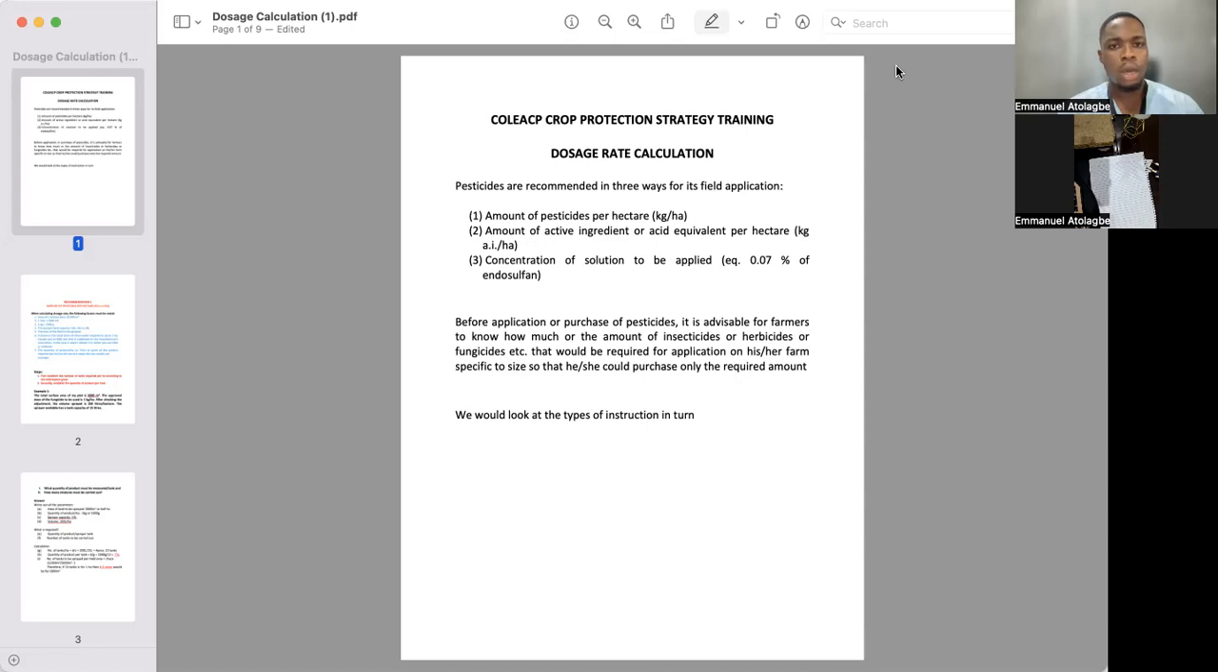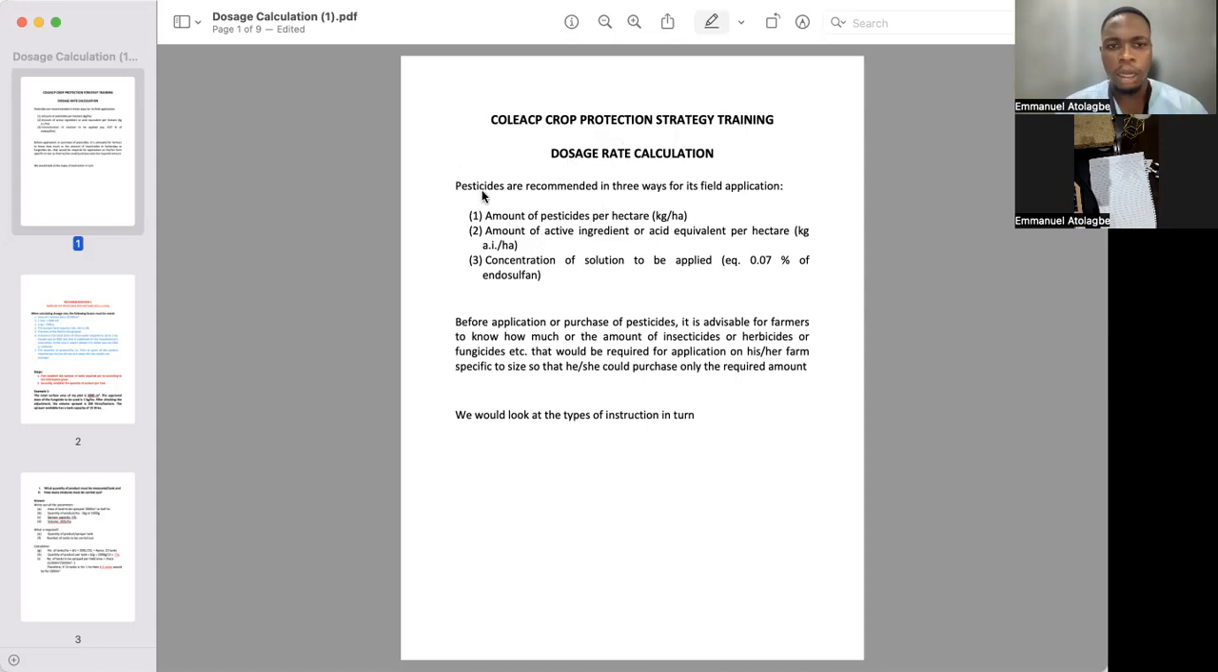So today we are going to be using the CODE ACP manual, which is the CODE ACP crop protection strategy training. So let's just delve into it.